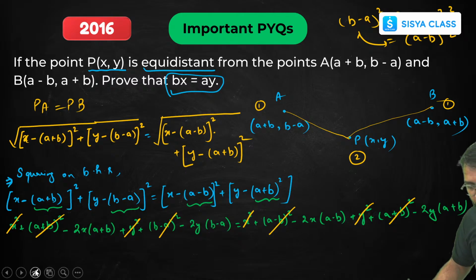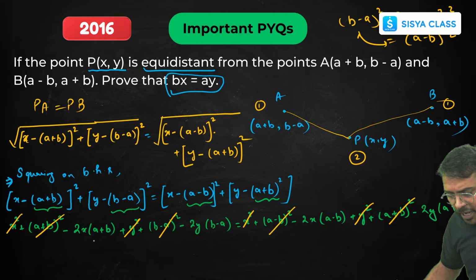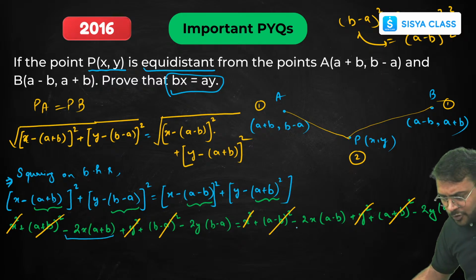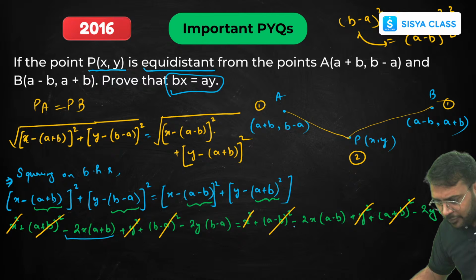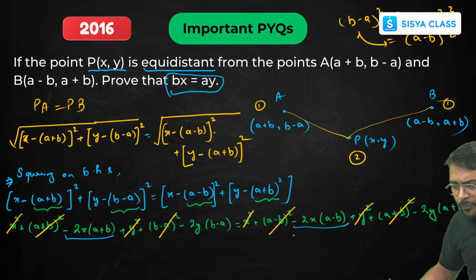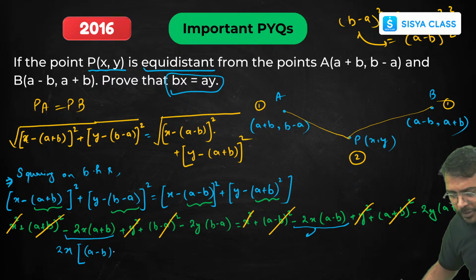Now just collect your things, all right. So now here I am having minus 2x a plus b, and here I am having minus 2x a minus b, all right, okay, fine. So what I am doing now, I am just transferring this to the other hand side. I am taking 2x common, okay. जब मैं 2x को कॉमन लूंगा बेटा, तो मेरे पास आएगा बेटा a minus b, ठीक है. मेरे पास आएगा a minus b और यहाँ पर है minus a plus b, ठीक है बेटा.